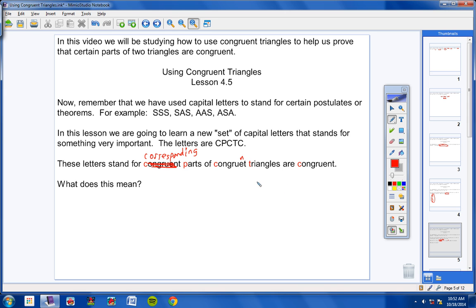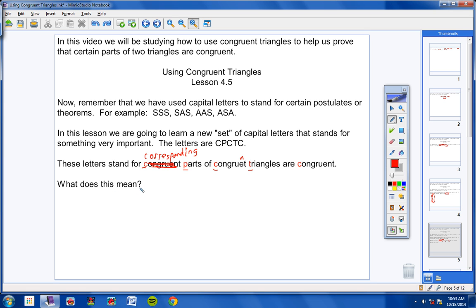And you can see now how that fits. C, P, C, T, C. Okay? Corresponding parts of congruent triangles are congruent. So please write that down with your letters. I would encourage you to have your notes like this, and then just fill these words in. Okay? You're going to hear this a lot. C, P, C, T, C. Okay? So what does this mean, guys?